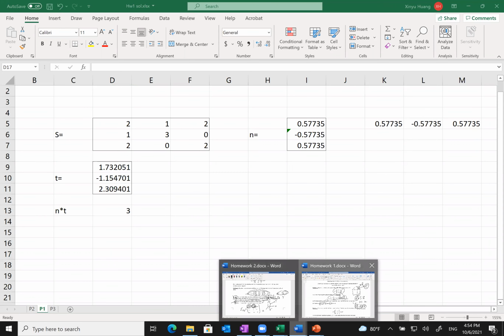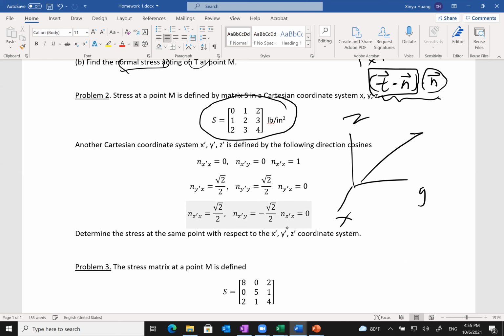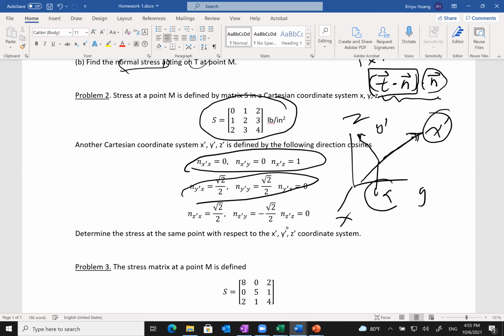All right, now let's go over problem number 2. Problem number 2 is about stress transformation. You basically transform the stress tensor from one coordinate system to another. Now these n vectors are there. This is the old coordinates x, y, z. The new coordinates are defined by the 3 new vectors x prime, y prime, z prime. These 3 numbers are the direction cosines of this vector, all right? And these 3 numbers are the direction cosines of the y prime axis, and this is the direction cosines of the z prime axis. This is z prime, that's y prime.